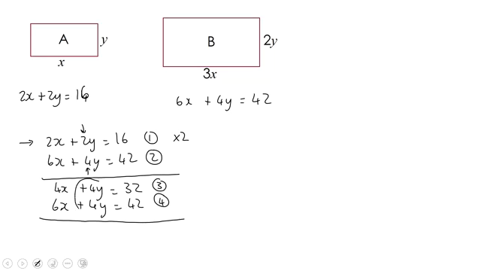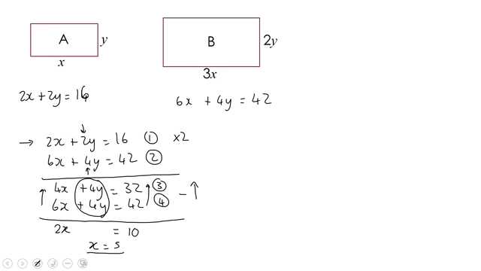Look carefully. We've got plus 4y on each. Okay, so same sign, subtract. So we're going to subtract. I'm going to subtract going up the column. It's easier than doing 4 take away 6. 6 take away 4 is far simpler. So 6 take away 4 is 2x. 4y take away 4y is 0y. And 42 take away 32 is 10. So 2x equals 10. 2 goes into 10 5 times. So x equals 5. Pause the video and have a go and see if you can find y.